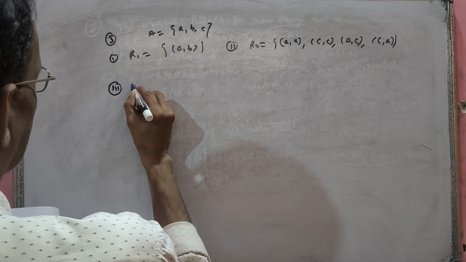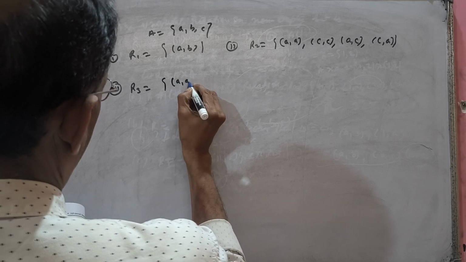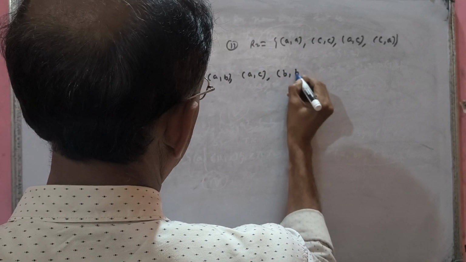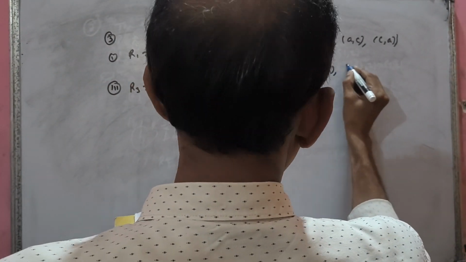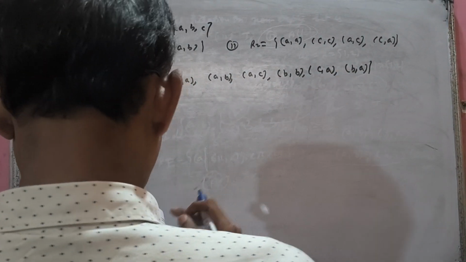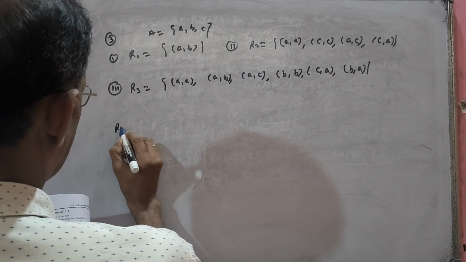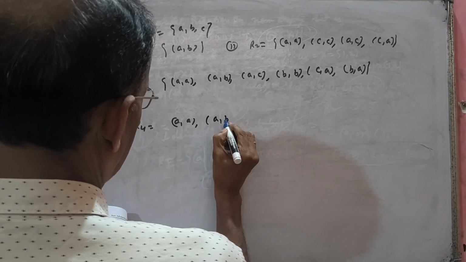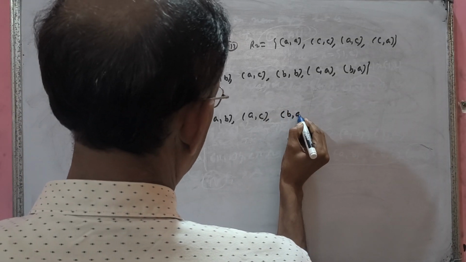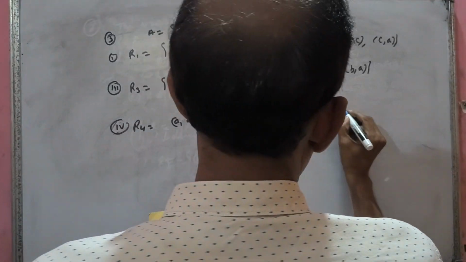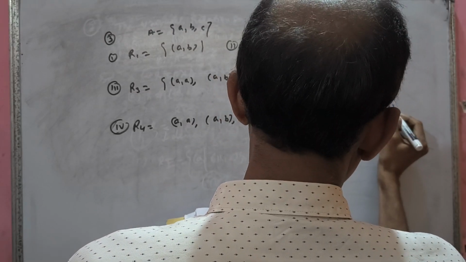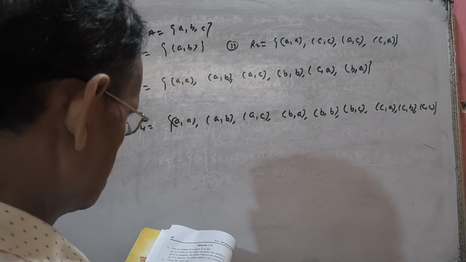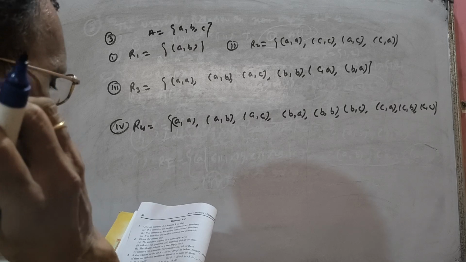Number 3, R3 is given: A, A, B, C, B, C, B. Then R4 is given: B, C, B, B, C, B, C. My question asking, identify which of them are reflexive, symmetric, transitive, or none of them.